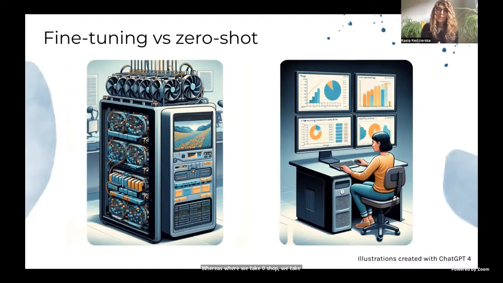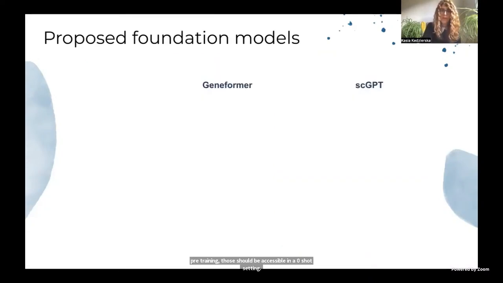Evaluating the fine-tuned model also comes with potential setbacks. First of all, we need a set of clear labels, which does not always come easily in biological exploratory work. And secondly, it requires a complicated setup or extensive GPU resources, whereas zero-shot is accessible. Additionally, if we assume that the models learn the biological patterns during their pre-training, those should be accessible in a zero-shot setting. And that's why we decided to evaluate those models in zero-shot scenarios.